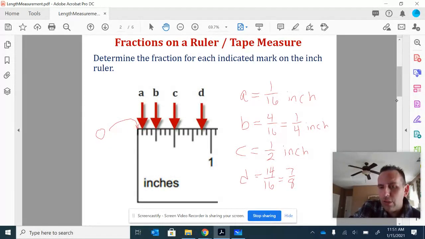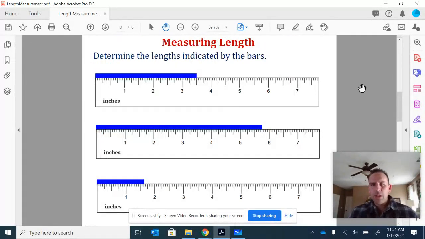By the way, a secondary notation for inches would be 2 marks, kind of like a quotation mark. Let's take a look at these examples. Determine the lengths indicated by the bars. These are all in inches. You can pause this video and determine them yourself. I'm going to go ahead and give the answers.